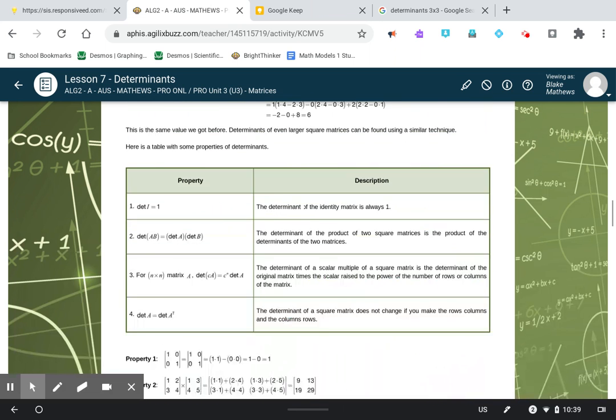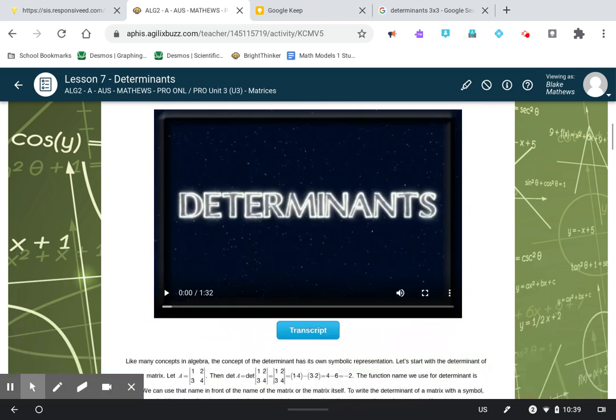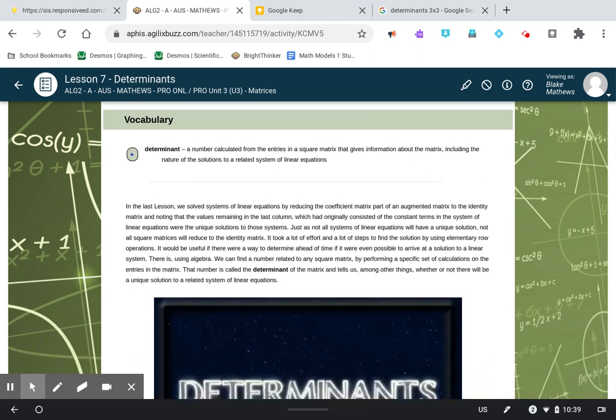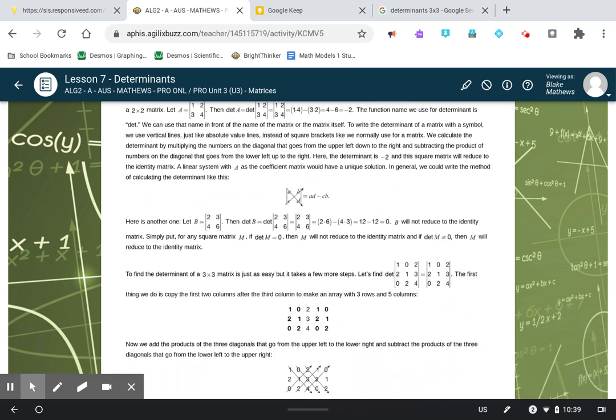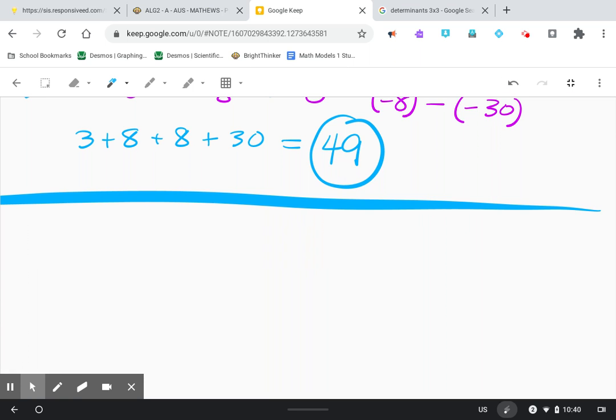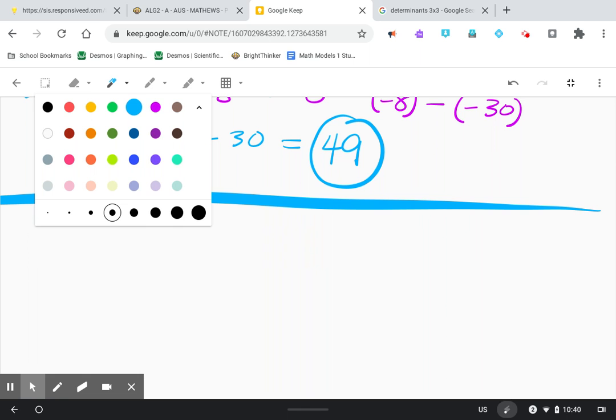Here's what the rule is, and it's kind of hidden in the text, but I will grab this right here. Let's find it. There we go. Simply put, for any square matrix M, if the determinant of M is equal to 0, then it will not reduce. So here's the rule. Go ahead and get this written down for us.